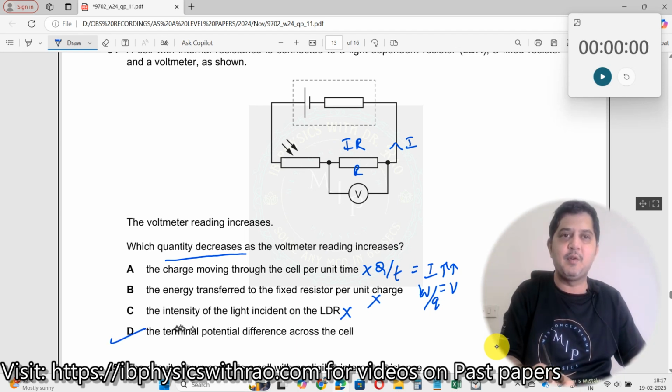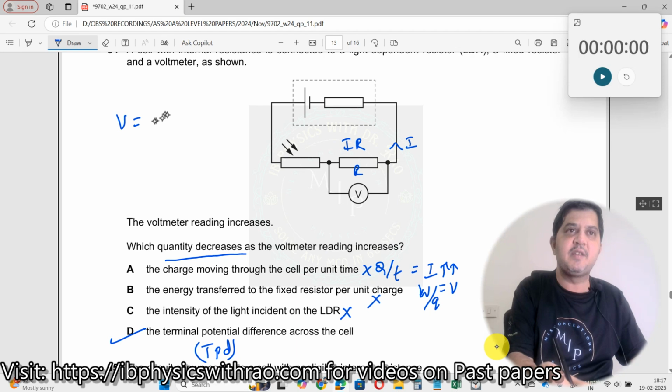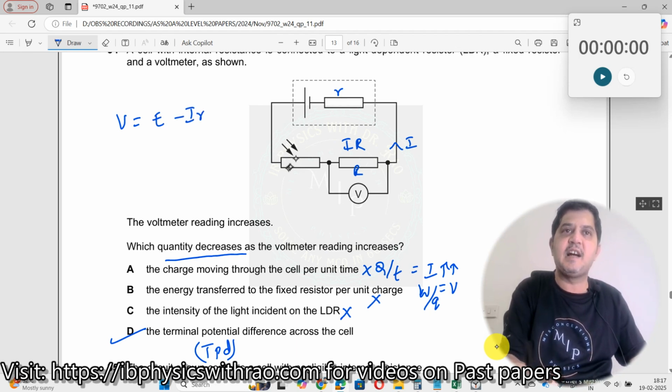Very simple. Or if you want to still verify, you can say the terminal potential difference, TPD, across the cell. What is the TPD given by? Terminal potential difference is given by V equal to E minus Ir, where r is the internal resistance. When I increases, definitely V should decrease, right? So V will decrease. D is the right answer.